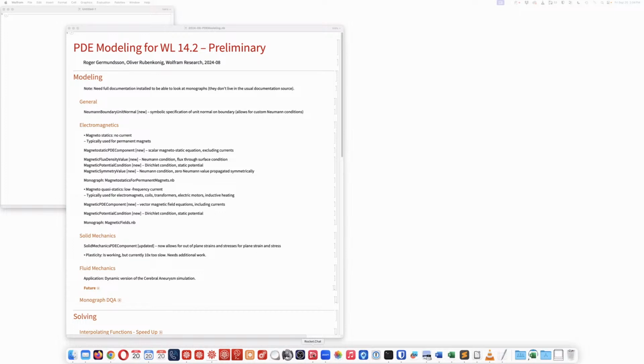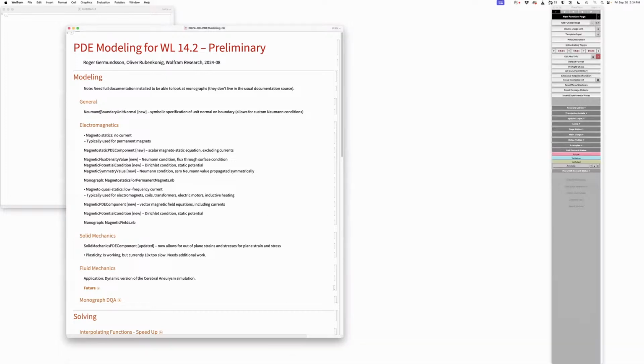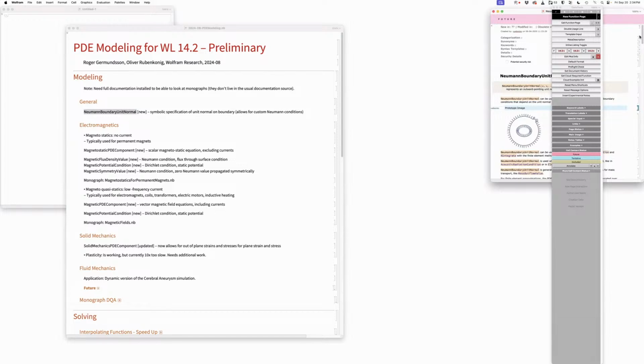So, are we doing magnets this time? Yes. There are two types, the permanent magnets and quasi-static. Indeed. But first of all, this is a Neumann boundary condition. This was an issue. Okay, we got it.